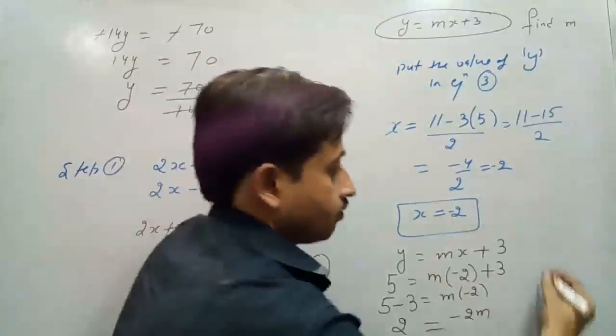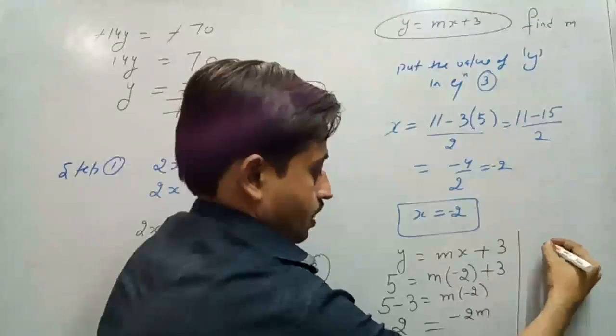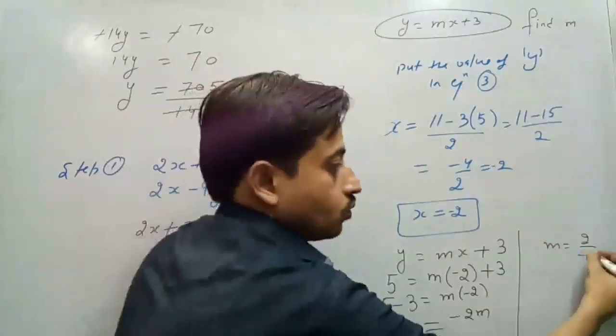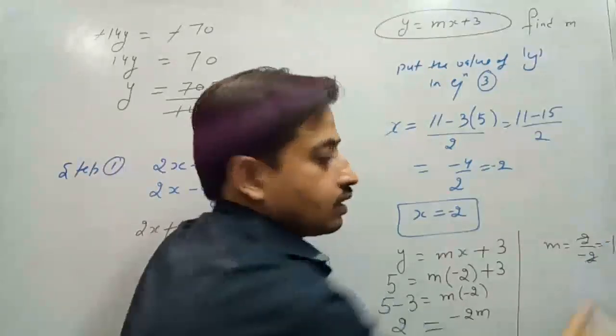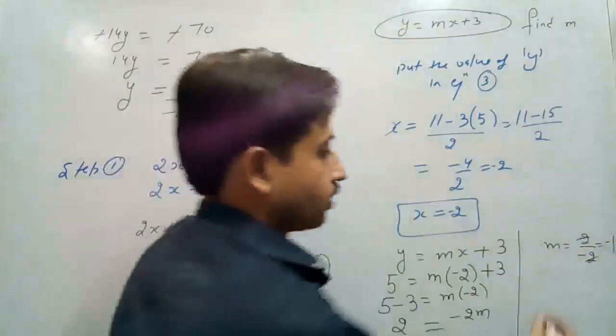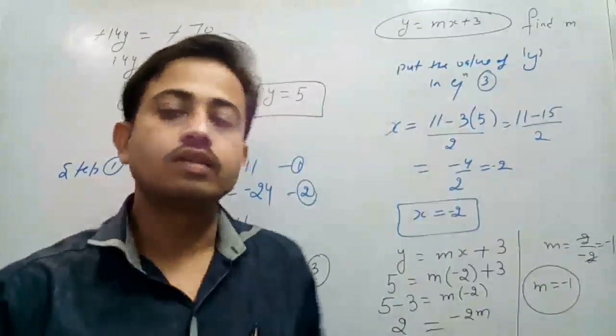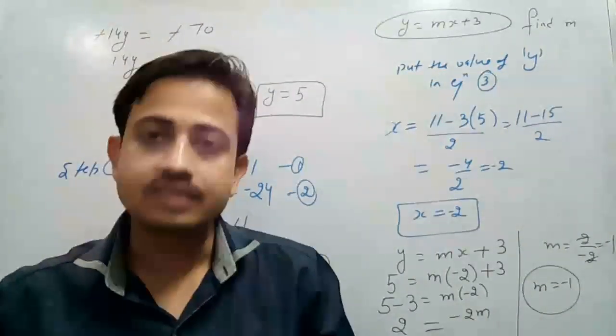So if we take m, what will we get? 2 divided by minus 2. It cancels and gives the value minus 1. So we get m is equal to minus 1. This is the final answer. Please make a note.